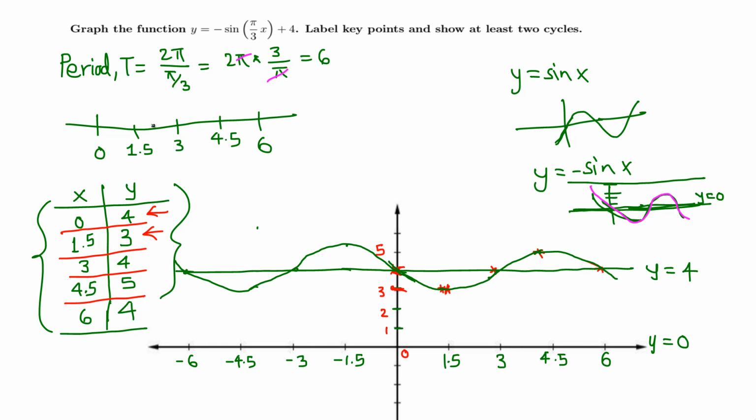They ask us to label the key points. So this is 0, 4, 1.5, 3. This is 3, 4, looking at the table. Then 4.5, 5, and 6, 4. These 5 points are key points. So we got 2 cycles, from 4 to 4 and back from 4 to 4.